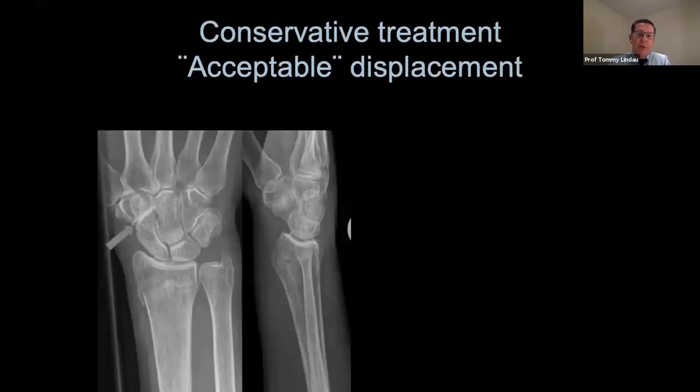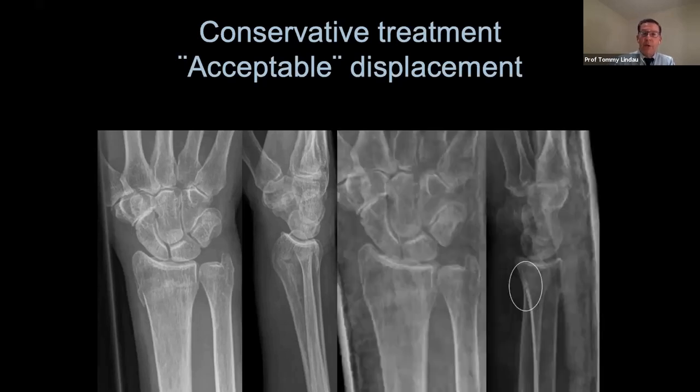This is an example of an acceptable displacement on the trauma film. As you can see, this person already presents with STT arthritis, suggesting that it is a completely different ball game. And as you can see, after reduction, the volar cortex is nicely hinged. It seems to be basically a two-fragment fracture that can be treated conservatively without any risks.